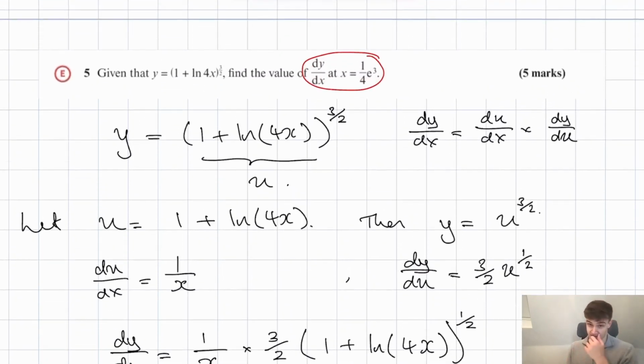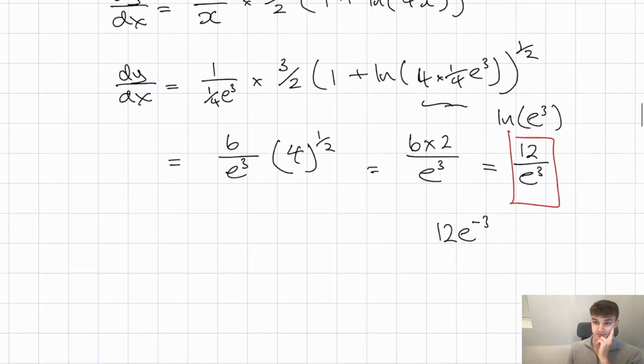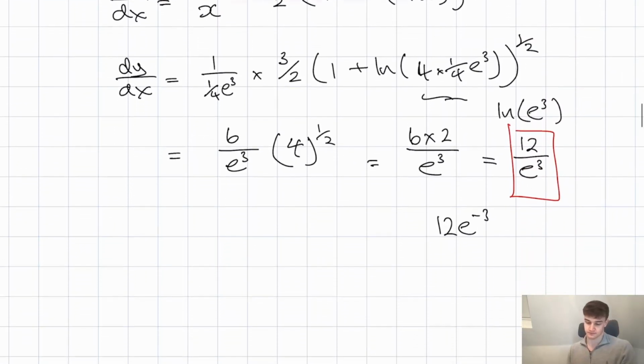And it hasn't told us anything else. Maybe it could say give it to 3 significant figures, probably unlikely. This is the exact value. Okay.